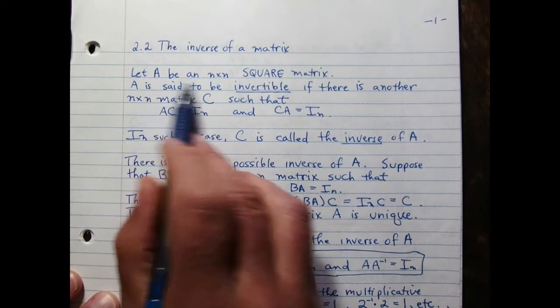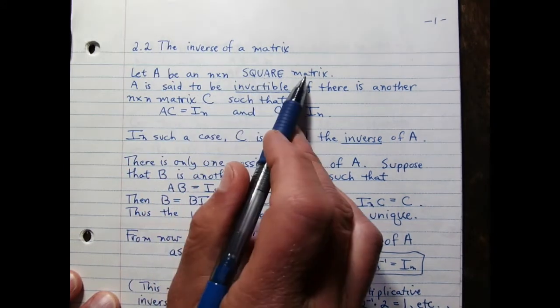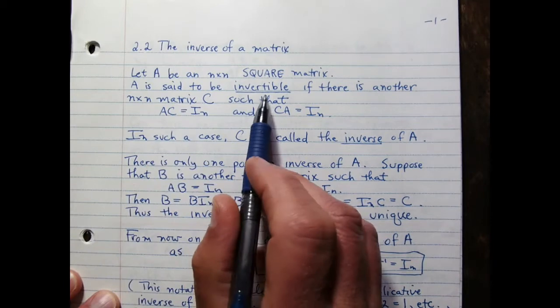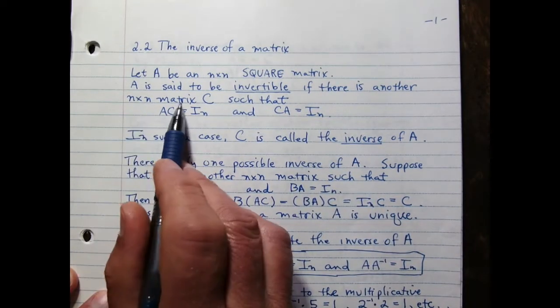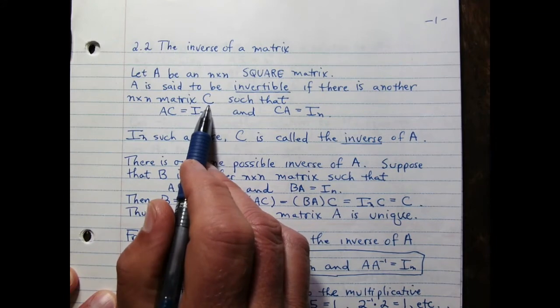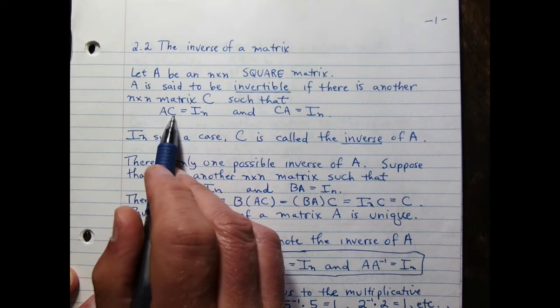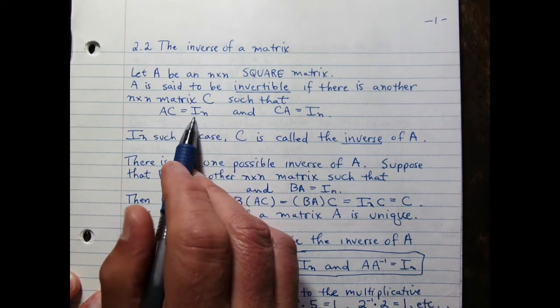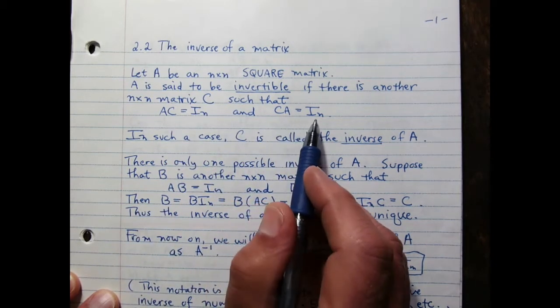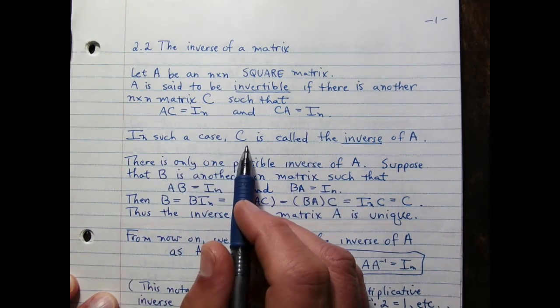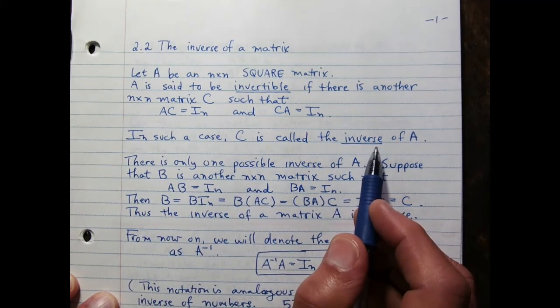So let A be an n by n square matrix. A is said to be invertible if there is another n by n matrix, that I call C here, such that A times C equals the identity matrix and C times A equals the identity matrix. In such a case, C is called the inverse of A.